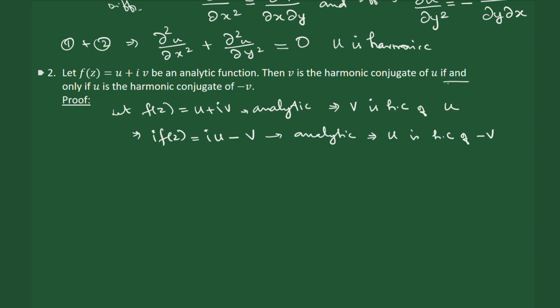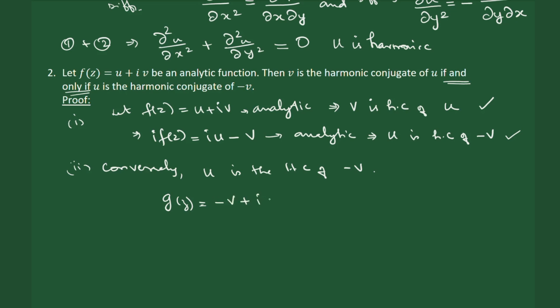Since it is an if and only if condition, first we assume v is the harmonic conjugate of u, and we have proved u is the harmonic conjugate of -v. Vice versa, we have to assume u is the harmonic conjugate of -v and prove v is the harmonic conjugate of u. So the second is the converse part. Conversely, we assume u is the harmonic conjugate of -v, which means we consider another function g(z) = -v + iu. Then only we can say that u is the harmonic conjugate of -v.